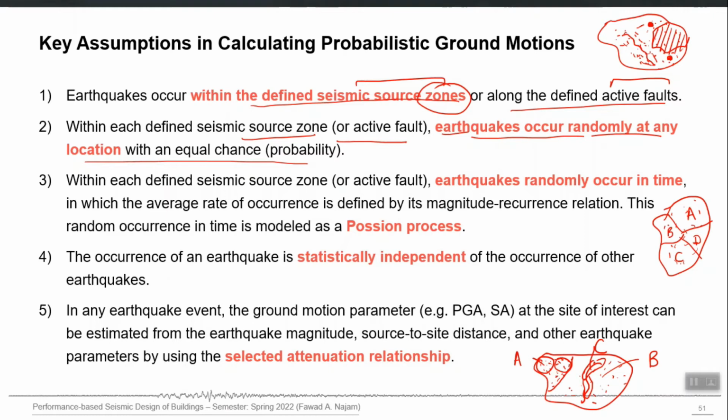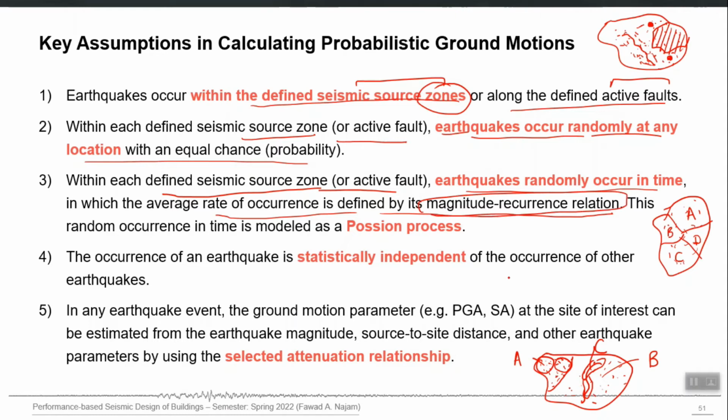That we have to make zones, but then the zones should be such that within each zone we should be able to assume that within one source the occurrence is random. It's not more at one location and less at the other location. It is random. Then the third assumption is that within each defined seismic source zone, line source or area source, earthquakes randomly occur in time, in which the average rate of occurrence is defined by its magnitude recurrence relation. I will introduce this relation.